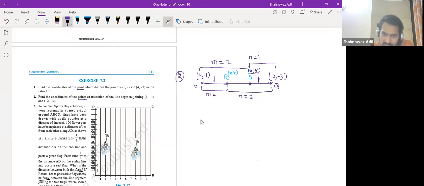So we have these three parts, right? If I choose this one, this is one part and this is two parts. If I choose this one, this is two parts and this is one part. So this is what I am telling. If I choose R, I have this one part and then this one is two parts. And if I choose S, then this is two parts and this is one part. Is this clear?